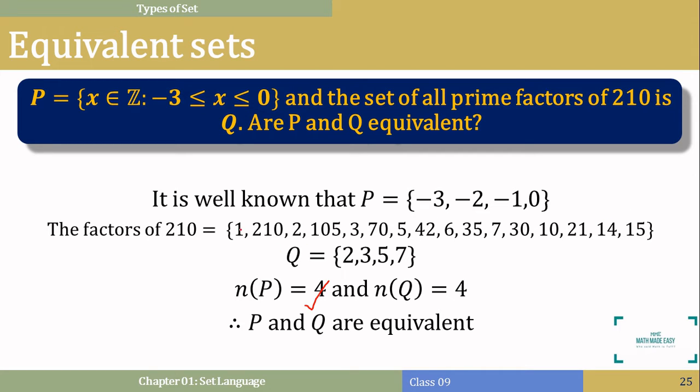So you have 1, 2, 3, 4, 5, 6, 7, 8, 9, 10, 11, 12, 13, 14, 15, 16 factors for 210. But from these 16 factors, you have to collect the prime factors alone. So 2, 3, 5, 7 are the only prime factors of 210. So the set Q is {2, 3, 5, 7}. So the cardinality of Q also is 4. Note that P and Q don't have any similar elements, but their cardinalities are equal, which implies P and Q are equivalent.